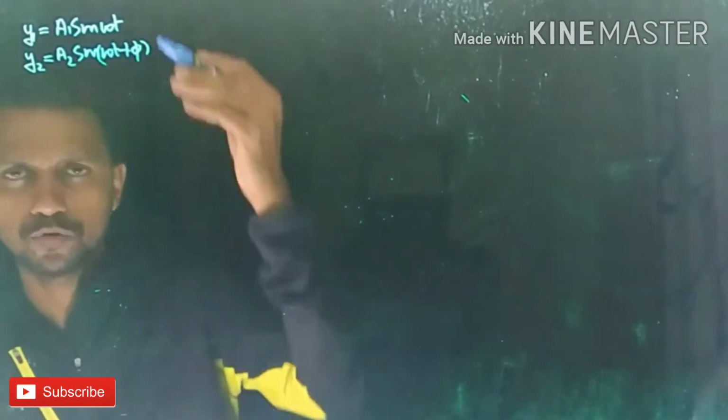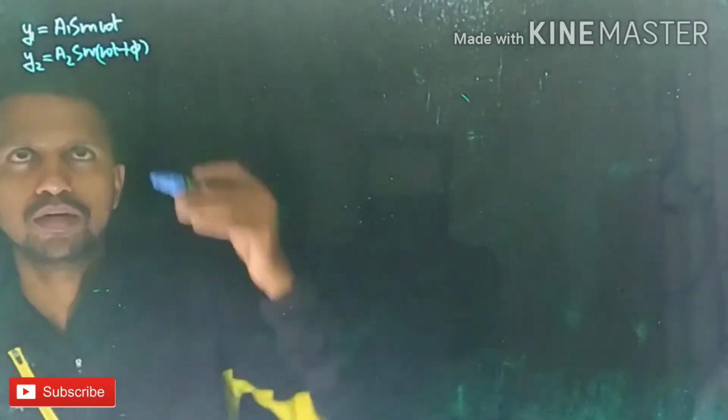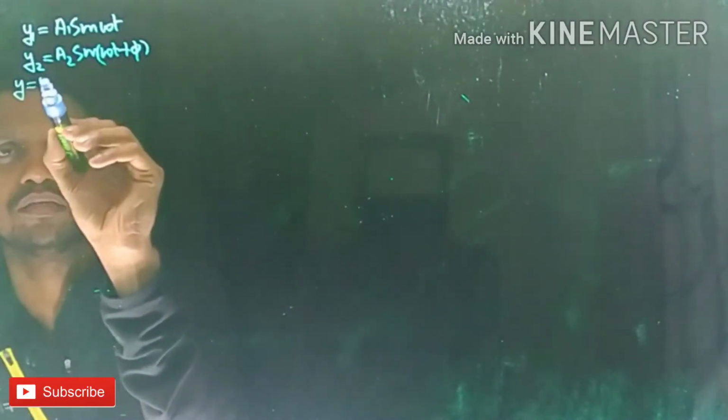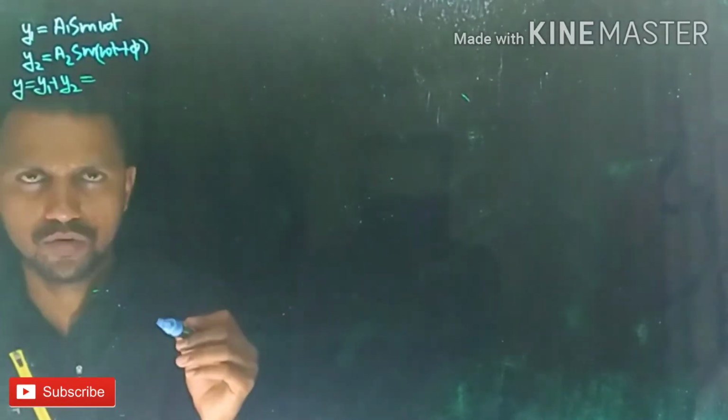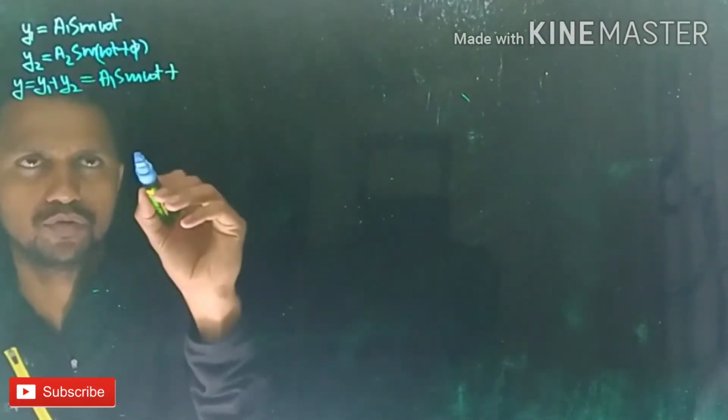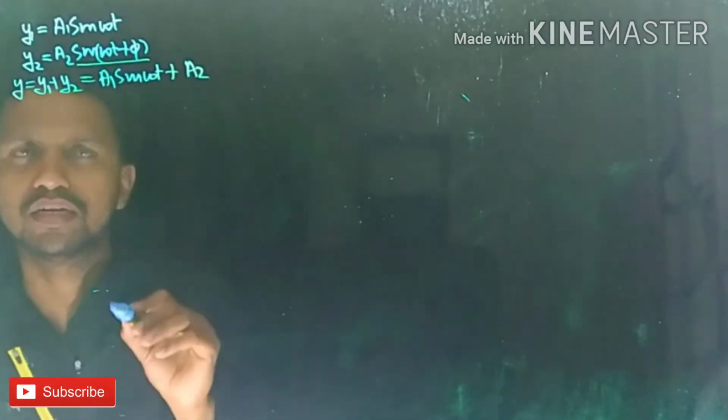The two waves are of the same angular velocity, but their amplitudes are a1 and a2. The second wave is ahead of the first wave by a phase angle φ. The two waves are combining. The resulting wave will have the equation y = y1 + y2. On substituting y1 and y2, we can write a1 sin ωt plus, substituting for y2, a2 sin(ωt + φ).